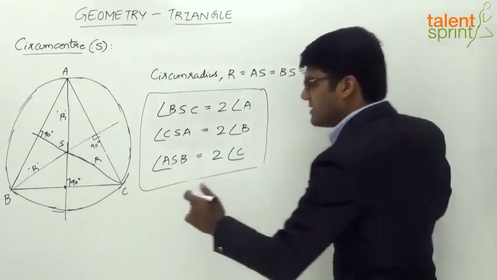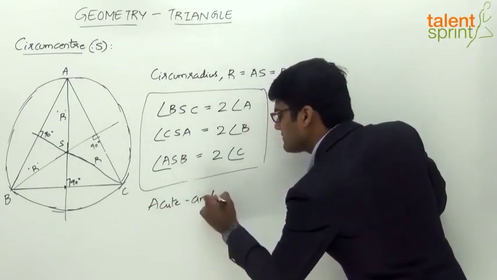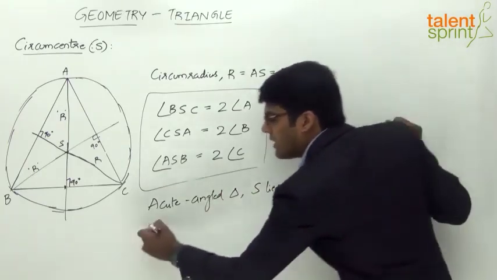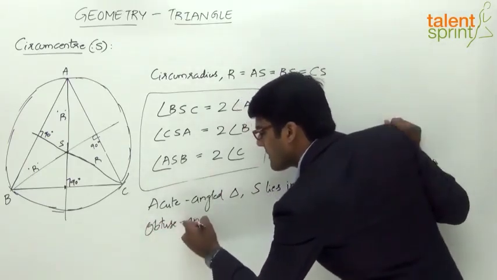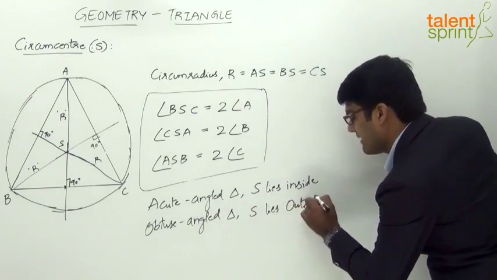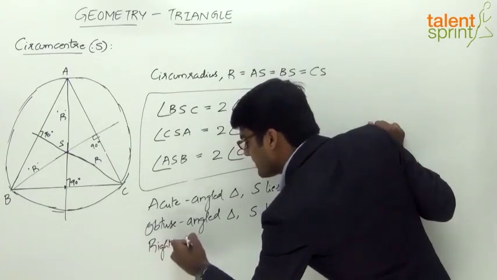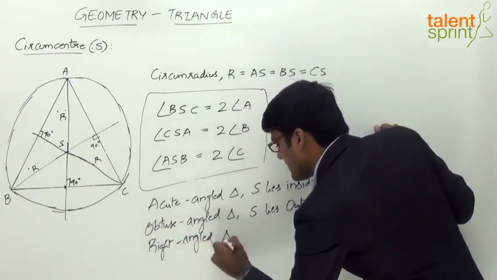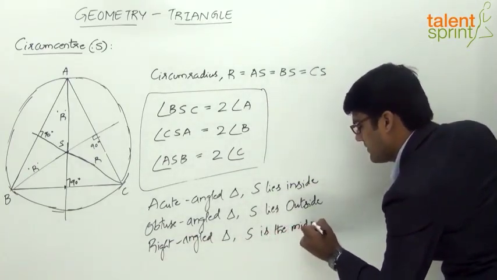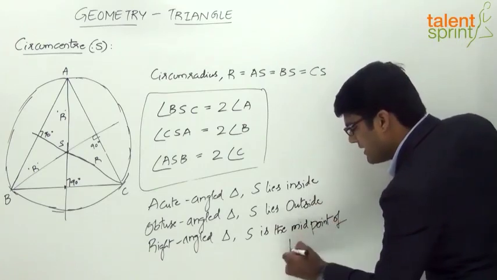So let's just put it on paper here quickly. For an acute angle triangle, the circumcenter S lies inside. For an obtuse angle triangle, the circumcenter S lies outside the triangle, same as the orthocenter there. But for a right angle triangle, which is a special case here, the circumcenter is the midpoint of the hypotenuse. So it actually lies on the triangle and it is the midpoint of the hypotenuse.